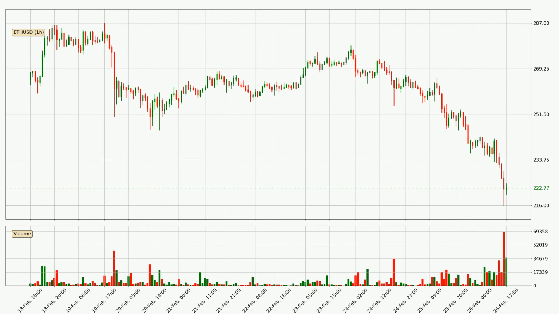Looking at the Ethereum hourly time frame, the price moved quickly to the downside with around 11.7% in the last 24 hours, with a current price of 223. We can see that the sellers are taking over because the volume was high, showing that this move was strong.